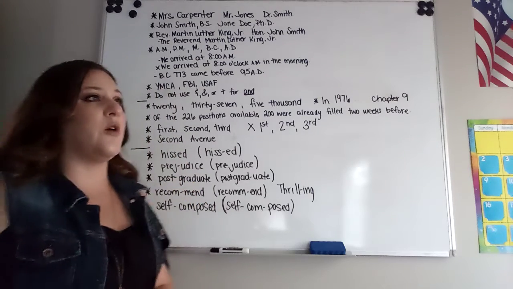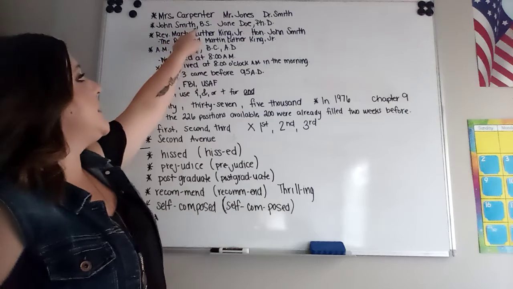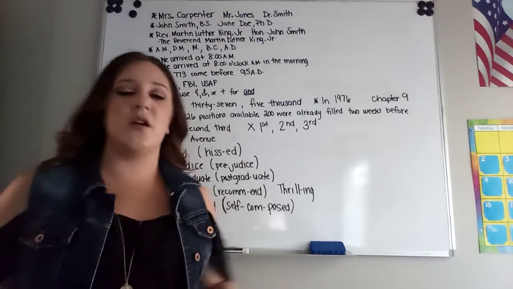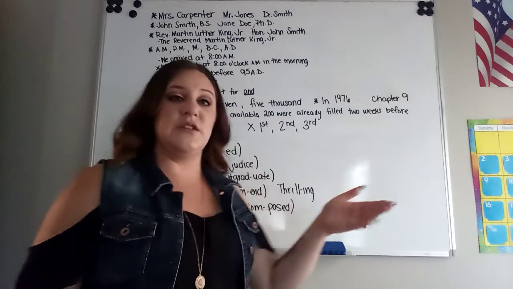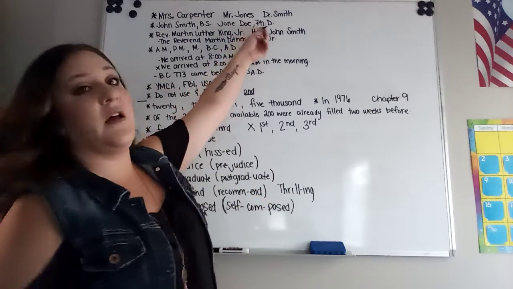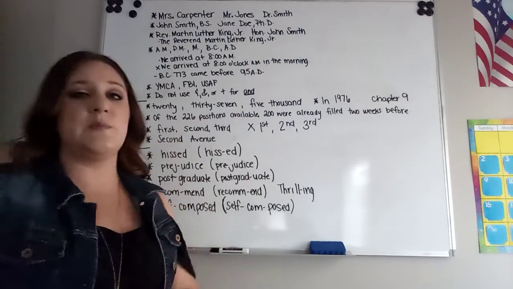If you are writing this in the middle of a sentence, you are going to write John Smith, comma, BS with your periods, and then you're going to add another comma at the end and continue with your sentence. So, or like Jane Doe, comma, PhD. Making sure again that we use those periods.